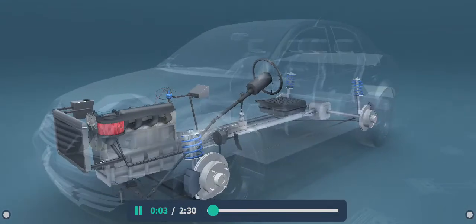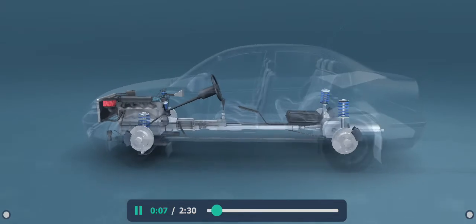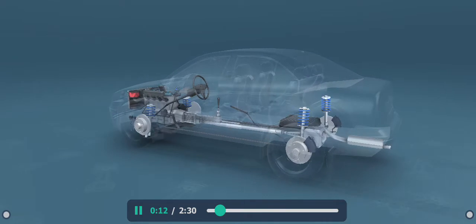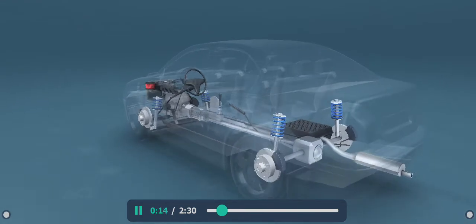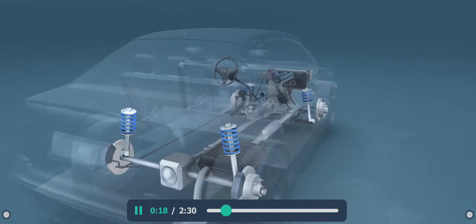Cars are powered by engines. But how do they do this? The rotating motion of an engine's crankshaft is transmitted to the wheels by the drive shaft. The gearbox changes the number of rotations of the driven wheels during one turn of the crankshaft.